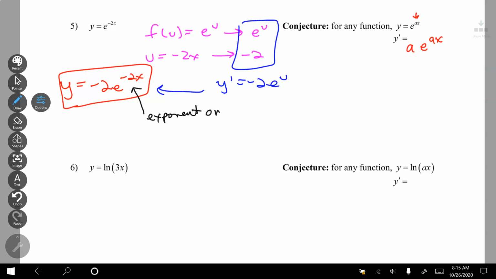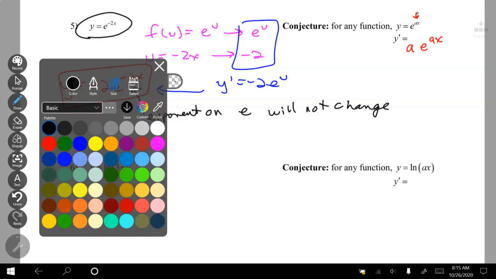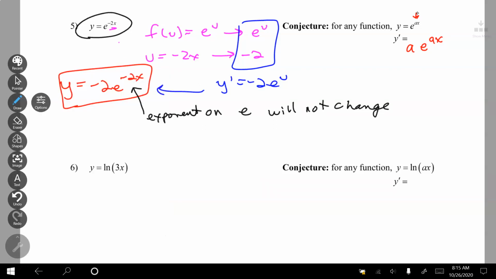That is my conjecture. And the idea is that the exponent on e will not change. This is not the power rule where we're always subtracting 1 from the exponent. We're never subtracting 1. So whenever I do the derivative of e to the something, I'm going to have that same something. See, it's the same exponent as before.